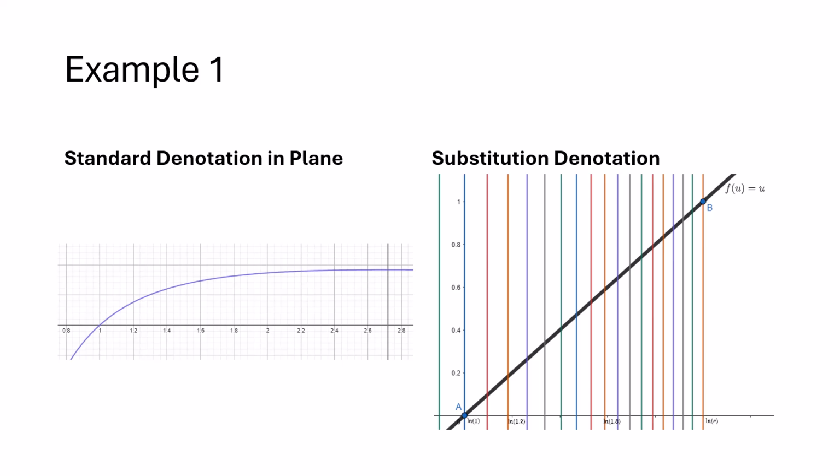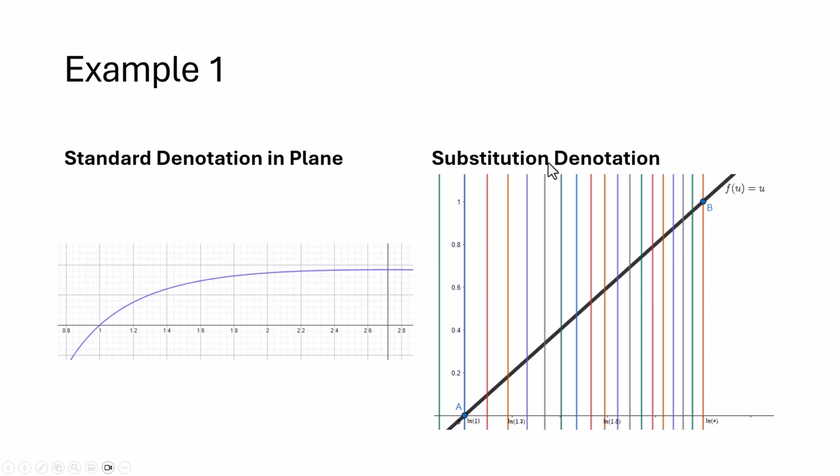So on the left here, we have our standard looking graph. In other words, we have the graph in the xy plane. And here we have the function coming in from 1. It curves up until we get to e, which is about 2.71828. That's what this vertical line is here for. So we're finding the area between 1 and e under this curve.